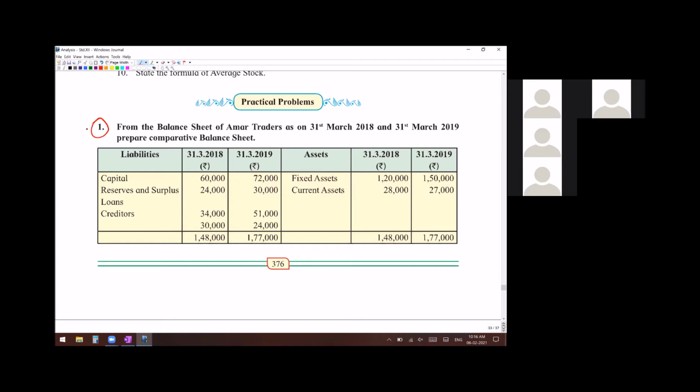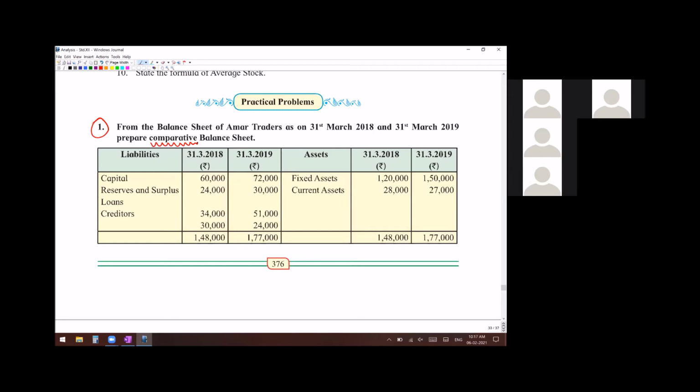Now remember, you require last class's discussion, where we had the balance sheet prepared in the vertical format. That remains the same, except one addition. If you see here, there are 2 years given to you, 2018 and 2019. See what the question says: from the balance sheet of Amar Traders as on 31st March 2018 and 31st March 2019, prepare a comparative balance sheet. Comparative means comparing 2 years put together, the last year and the current year.